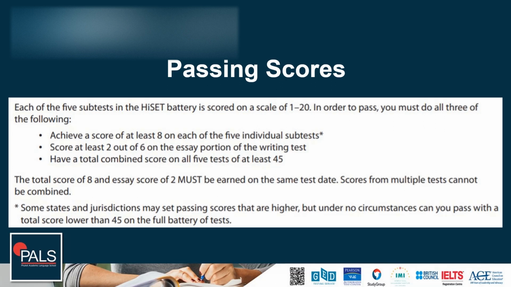So you can see that you could not pass with an 8 on each. That would just be less than 45. They have some other caveats: you need a total score of 8 and a score of 2 on the essay, and it must be on the same date. So we cannot combine multiple scores from different test dates. And again, different states may have different passing score criteria. So you'd want to look into that based on your state, but under no circumstances can you pass with less than 45. That's the minimum.